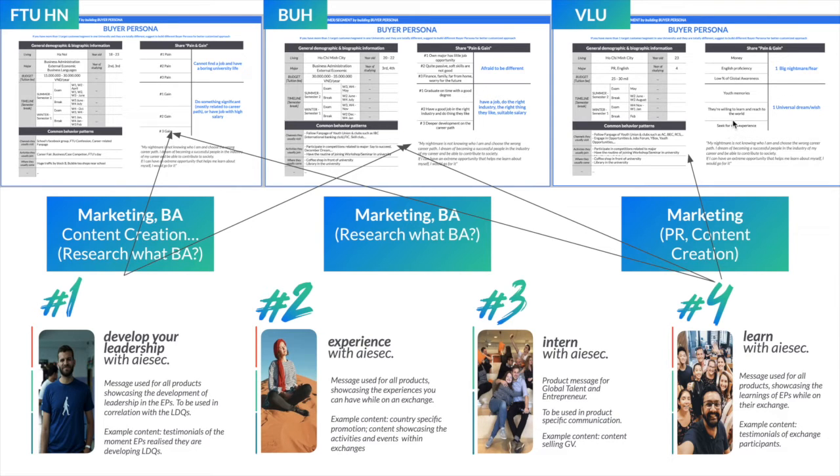For example, they want to learn and reach out to the world. They want to have a deeper development, and of course they want to improve themselves to learn something that helps their career path. So you can also use campaign message number 4, learn with AIESEC.